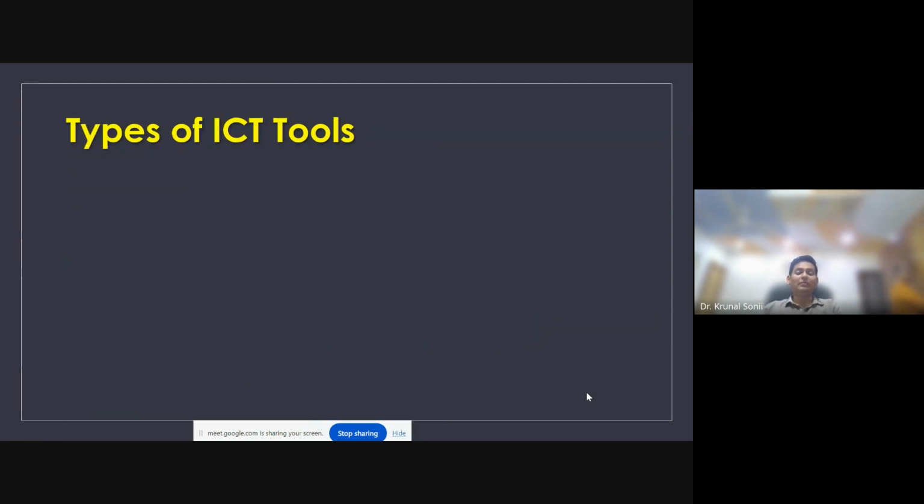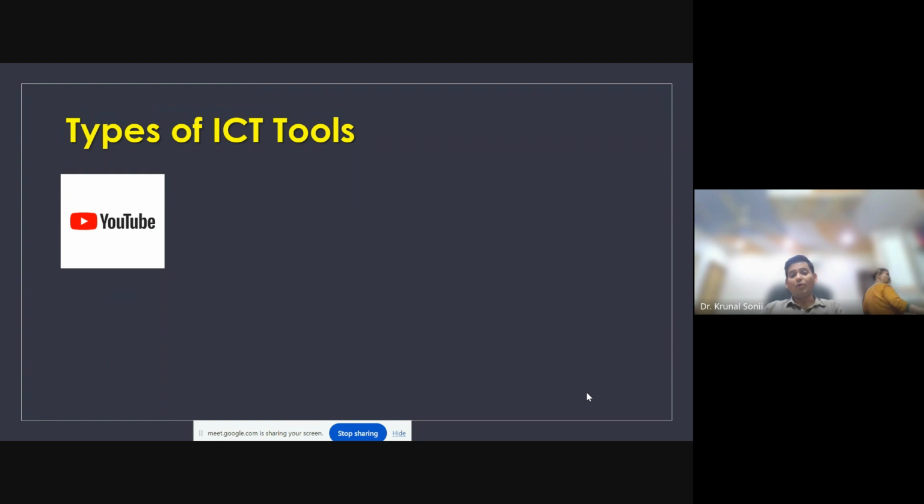Now, what are the types of ICT tools which are available? So YouTube. YouTube is a good resource. If you don't know how to operate any software, you go to YouTube and just type the software name. You will have multiple resources on how to operate this particular thing. So YouTube is an audio-visual source where you will get all the information.